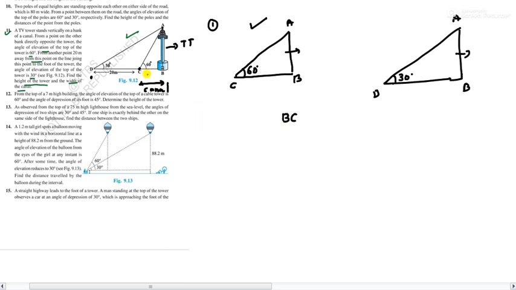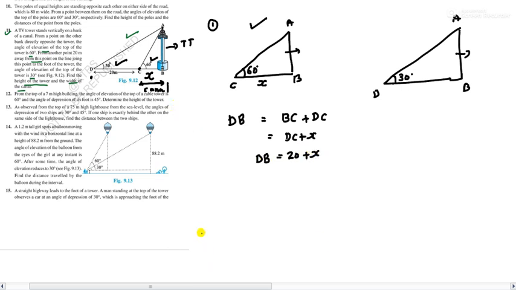I'll name this as x. Let BC be x. Now what about this DB? DB is equal to DC plus BC, correct? So I'll name it as DC plus x. Here DC is 20. So DB can be taken as 20 plus x.